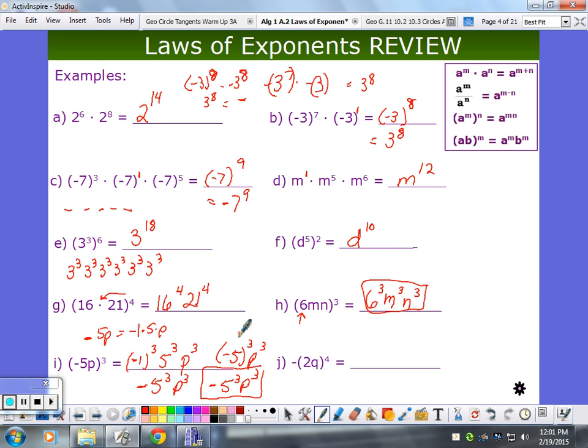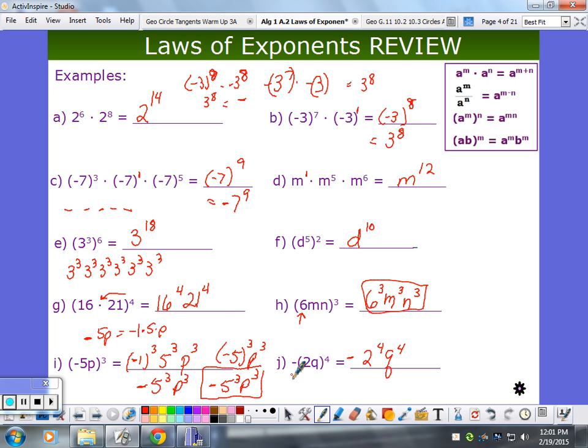All right, now this one's a little different. Is the negative inside? No. So we're doing this thing, and then we're going to make it negative. So I'm going to hold that negative over here, and then what happens here? I get a 2 to the 4th and a q to the 4th. It is going to be a negative number.